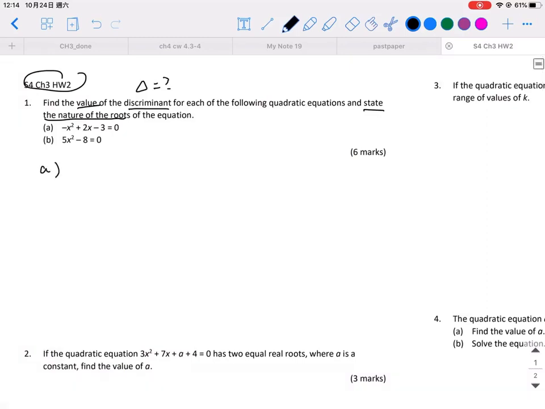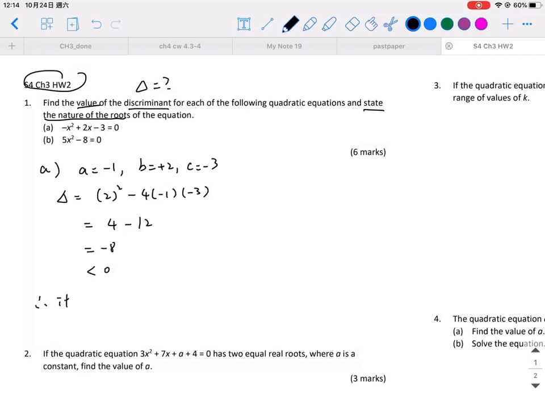So for part A, in this time A is equal to -1, B is +2, and C is -3. So the discriminant will be 2 squared minus 4ac. Okay, so that means 4 minus 12 and -8, which is less than 0. So it has no real roots.